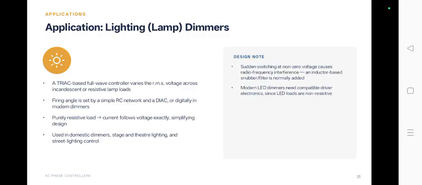Next application is the lighting dimmer, which uses triac based full wave controllers to vary the RMS output voltage in incandescent and resistive lamp loads. The firing angle is set by a simple RC network and diac, or digitally in modern dimmers. With a purely resistive load, current follows voltage exactly, simplifying the design. It is used in domestic dimmers, stage and theatre lighting, and street lighting control.